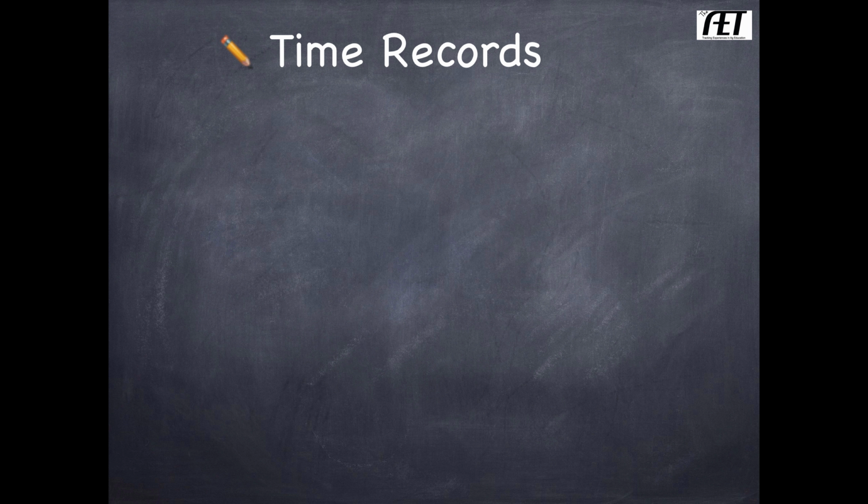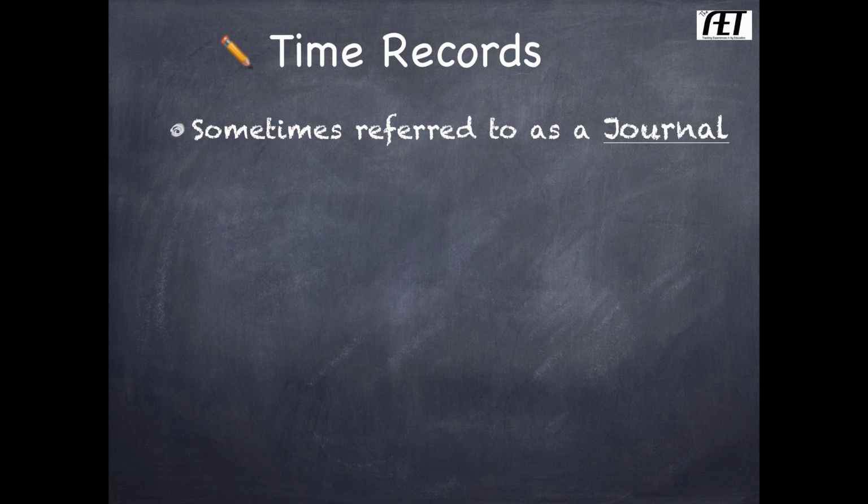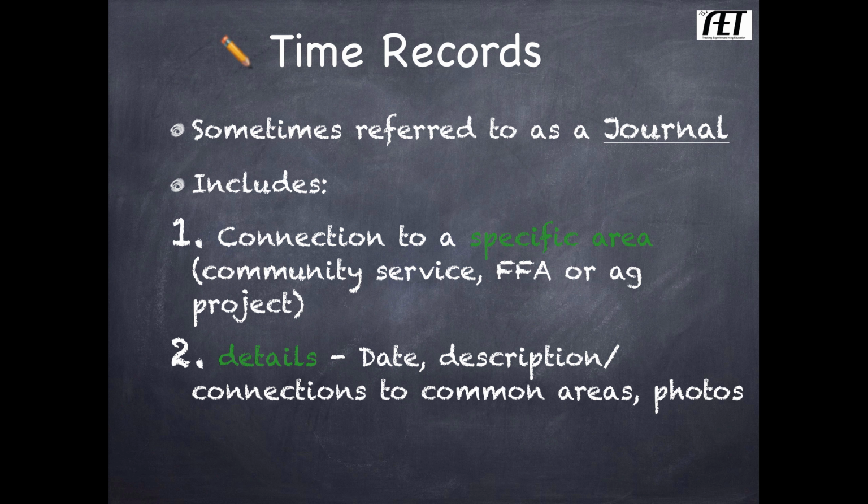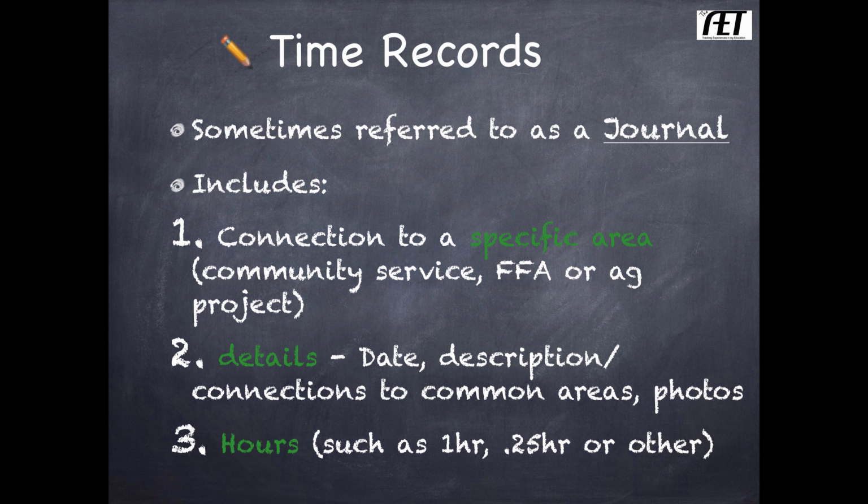Okay, so let's start talking about time records. Time is sometimes referred to as a journal. So it includes things like a specific activity like community service time, FFA time, or your SAE project time. It includes the details like the date, the description of the activity, or even photos. And then finally it includes the time itself, an hour or 15 minutes, 30 minutes, whatever that represents. A time record is an important part of record keeping. And again, that's your journal where you do that.